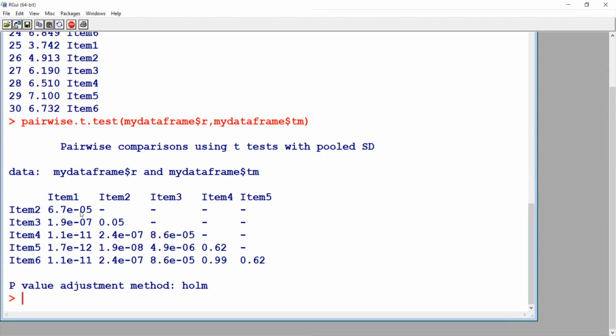So in this case, you can reject H naught. That is, there is a difference between item 1 and item 2. But if you look at something like this, when you take the p-value of item 4 and item 6, in this case it's 0.99. That is greater than 0.05, our significance level. So you cannot reject H naught. If you cannot reject H naught, you have to come to the conclusion that the two treatments, treatment 4 and 6, are the same. Likewise, you can conduct the pairwise comparisons using R.